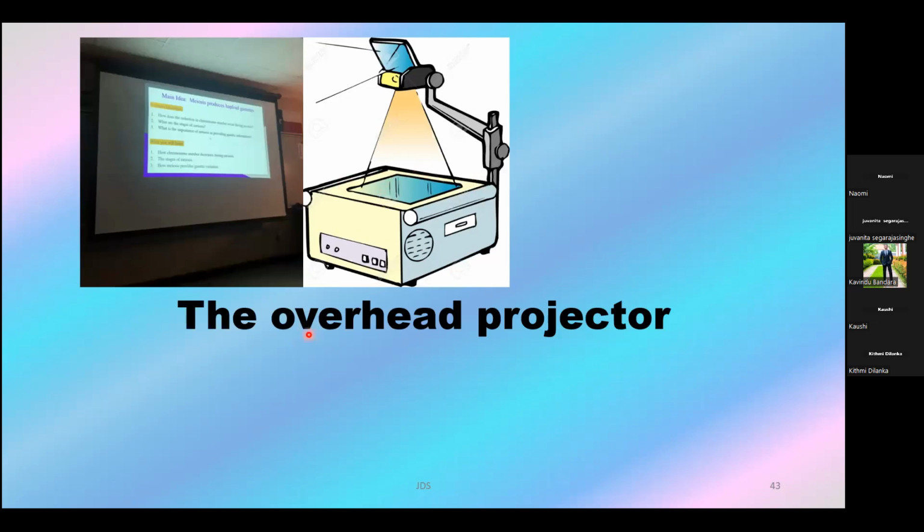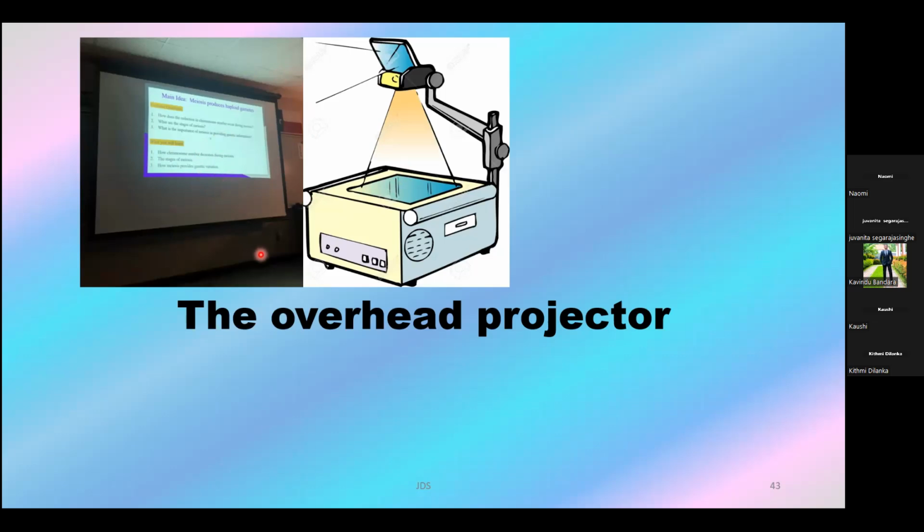So you have the OHP, overhead projector, a very handy aid to be used in the classroom. It can replace the blackboard, no need of a blackboard. You can even project the image on a wall. If there is a wall, we can utilize the wall and project the image, right?